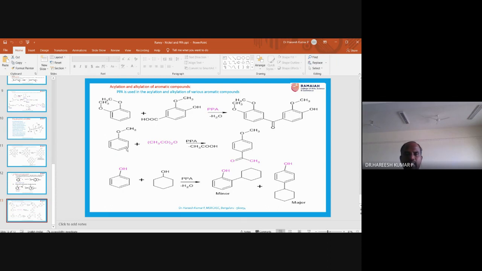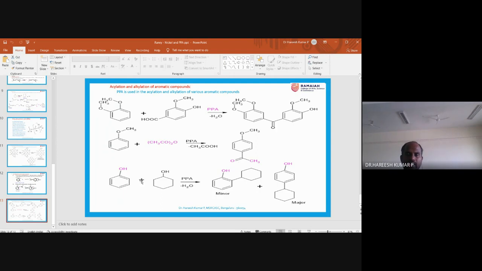Similarly, anisole, when it is subjected to acetylation with acetic anhydride, which acts as a source of acetyl group. What is the acetyl group? The CH3CO group is called acetyl group. What is the product? It is nothing but an electrophilic substitution reaction, more particularly acylation. This is the electrophile, this is the catalyst, and there will be a new bond formation between this carbon and this CO. So methoxyacetophenone is the product.